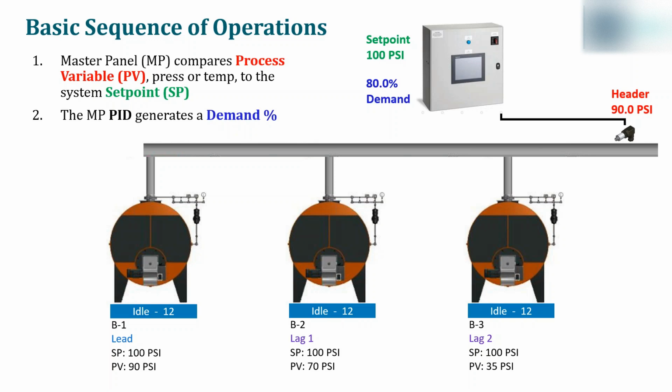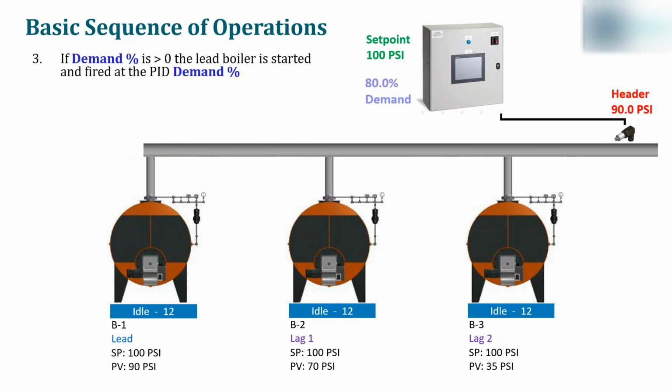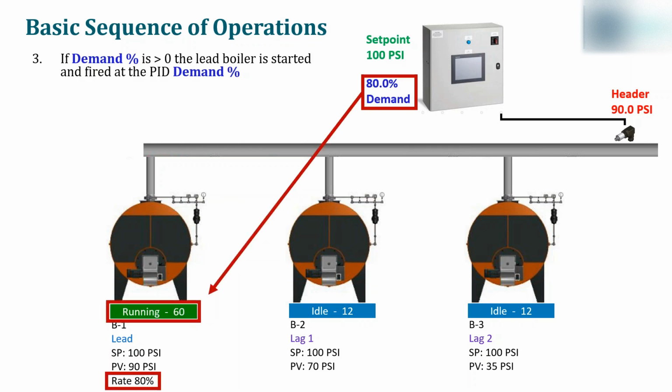So once the master panel has generated this demand number, if the demand number is greater than 0, the lead boiler is started and fired at the PID demand rate. So we'll see here that boiler 1 was turned on. It's now running. You can see it in the green bar there. And then it's running at a rate of 80%.